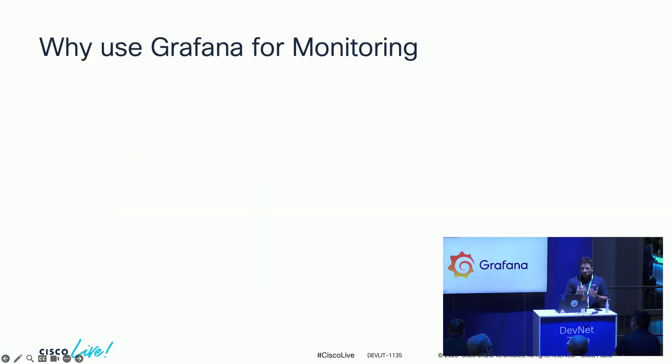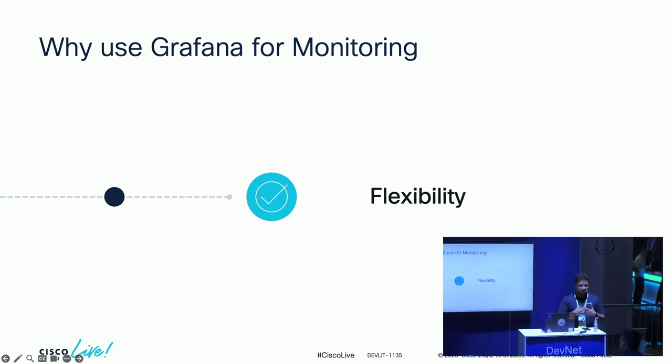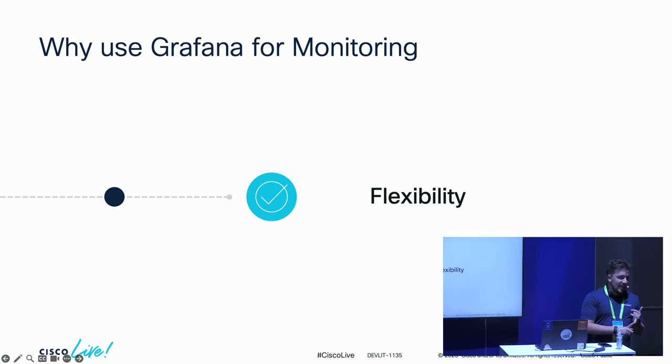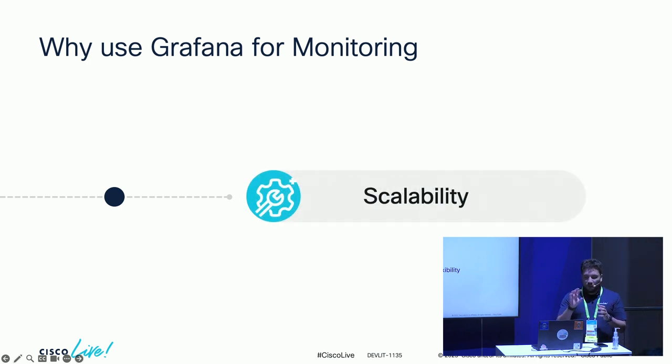But it's important to know why we use Grafana for monitoring. So the first buzzword that's important for you to know is flexibility, because we have a lot of data sources. We have InfluxDB, we have Prometheus, we have Elasticsearch, and we have other things that it is possible to use to get information.